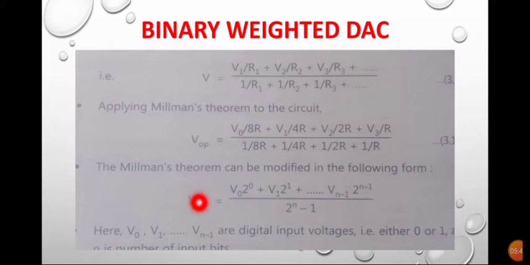What is the modified form? It is like this: VOP is equal to V0 into 2 raised to 0 plus V1 into 2 raised to 1 plus and so on up to, if we use n resistors, Vn minus 1 into 2 raised to n minus 1, divided by 2 raised to n minus 1, where V0, V1, up to Vn minus 1 are digital input voltages, which may be 0 or 1.